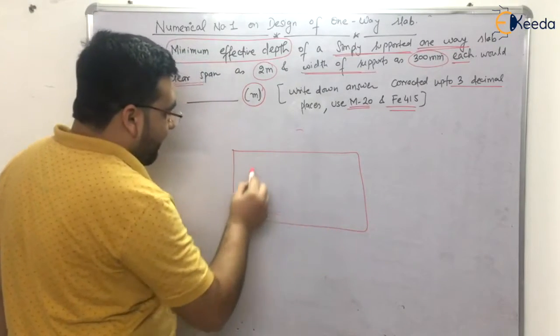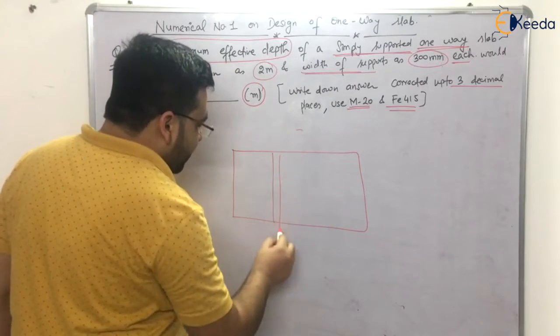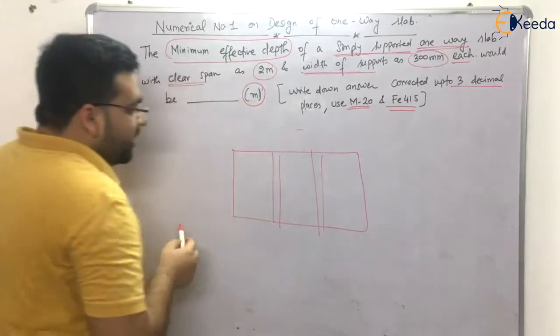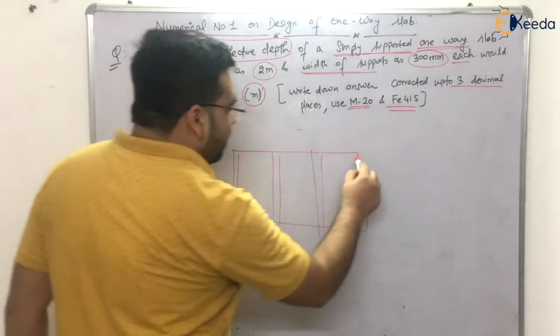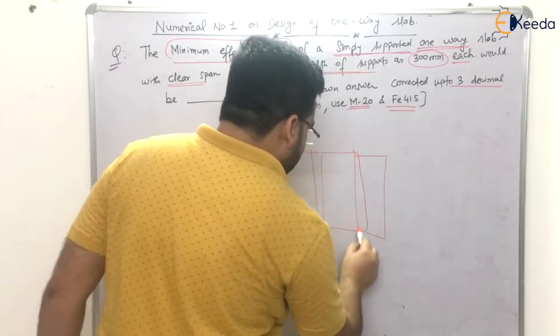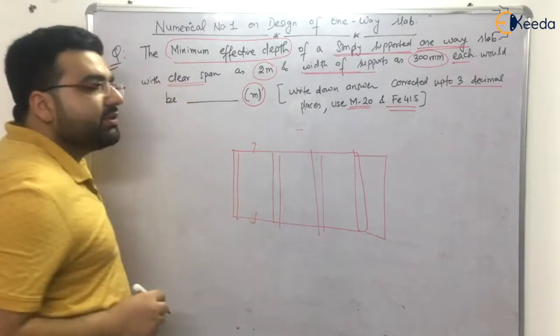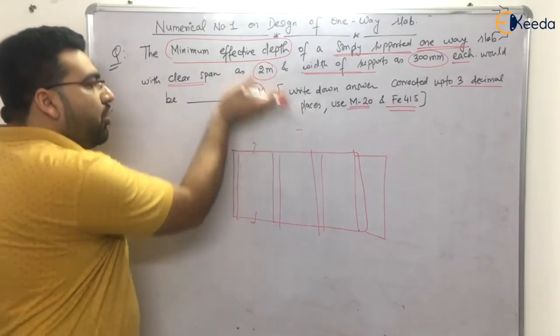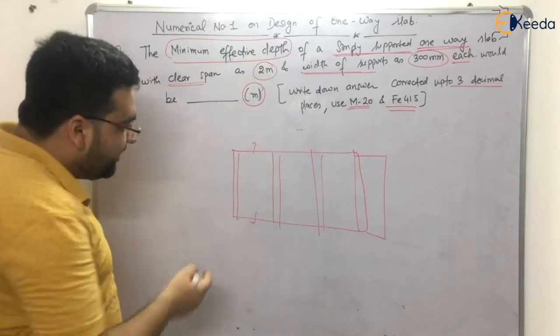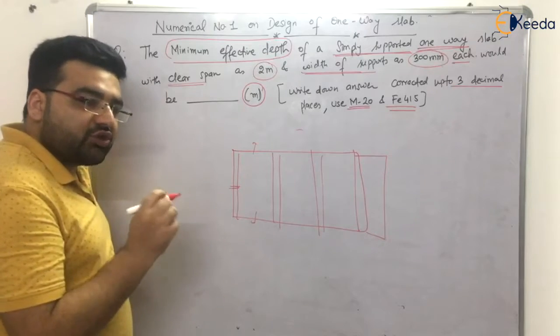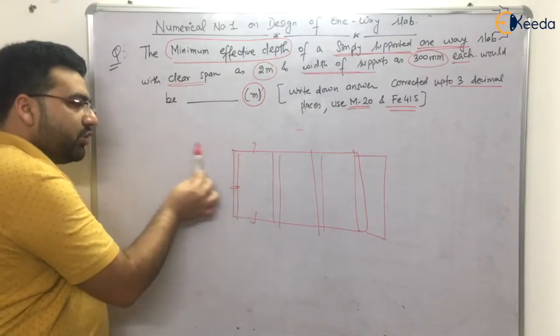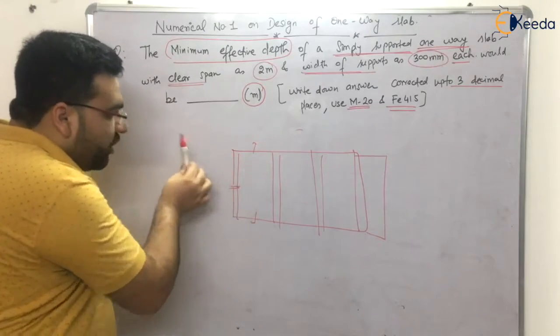Let us say this is a slab. One support, two supports, and let us say we have a third support also. So these edges are the discontinuous edges. Why? Because the slab is not continued beyond them. This edge is also discontinuous because there is no slab beyond it, right?